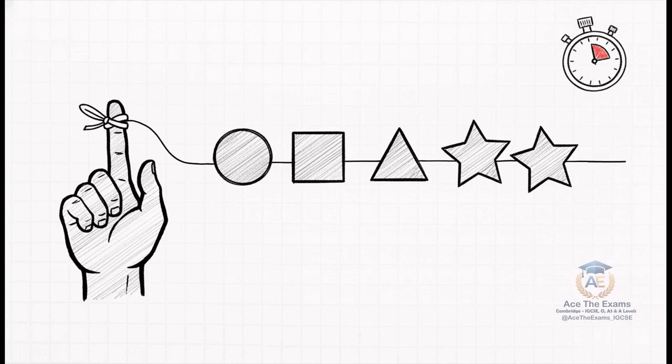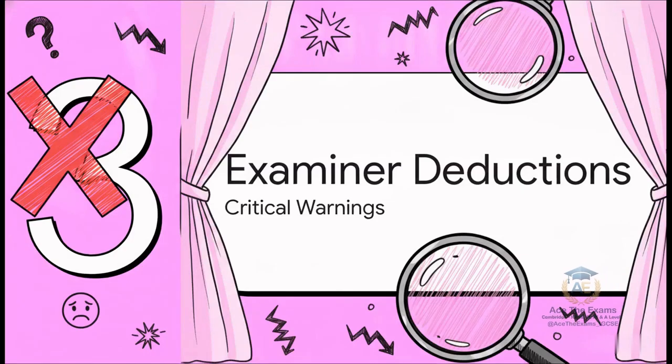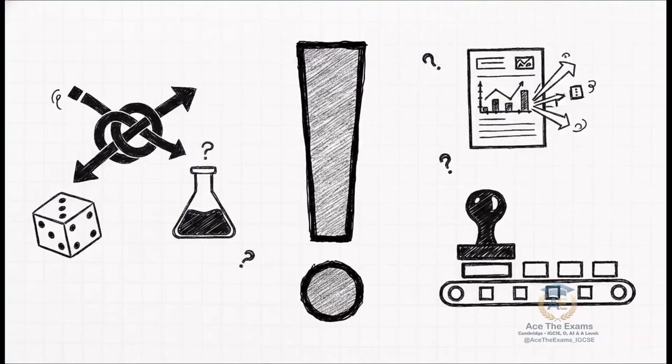All right, Section 3, the examiner's deductions. Let's look at the critical warnings and evaluation pitfalls. Here, we are looking at the exact opposite of securing marks. We are looking at a literal cheat sheet of what annoys the people marking your paper, drawn straight from the principal examiner reports. Examiners repeatedly flag these 3 highly avoidable mistakes.